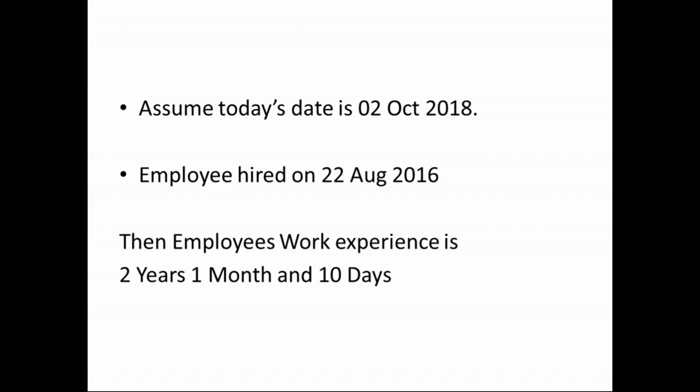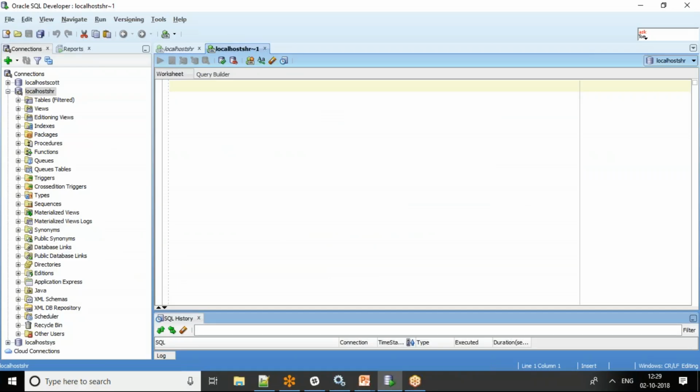So basically, in this example, we will see how to use ADD_MONTHS, MONTHS_BETWEEN, TRUNC, and MOD functions to get this information. The functions that we'll be using in this session are ADD_MONTHS, MONTHS_BETWEEN, TRUNC, and MOD, to get the years of experience.